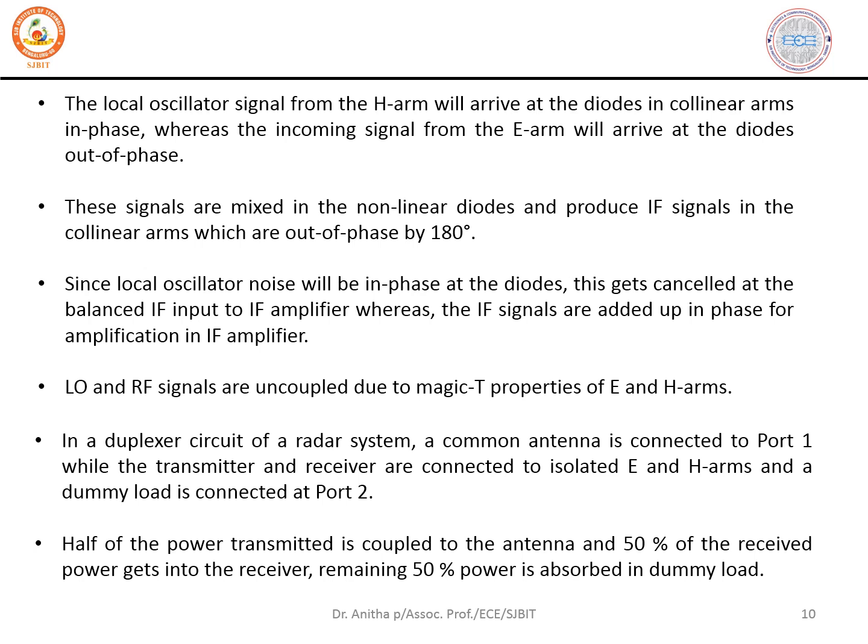Okay. So this is about the applications of the Magic T, which is used as an EH tuner for impedance matching, as a balanced mixer in the case of a superheterodyne receiver at microwave signals, and it can also be used as a duplexer in a radar system. Okay, thank you.